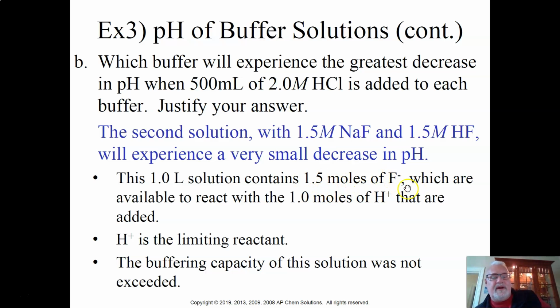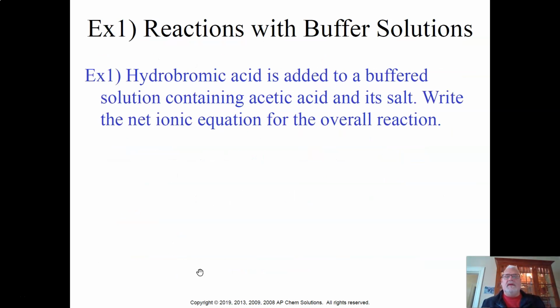You had 1.5 moles available to act, so you had an excess really of the fluoride ion to scarf up all the hydrogens. So hydrogen then becomes the limiting reactant, and this one could take on more hydrogens, and the pH still wouldn't change. So there are limits, and this problem shows that pretty well.